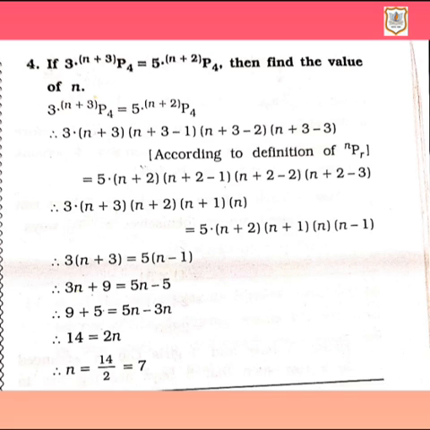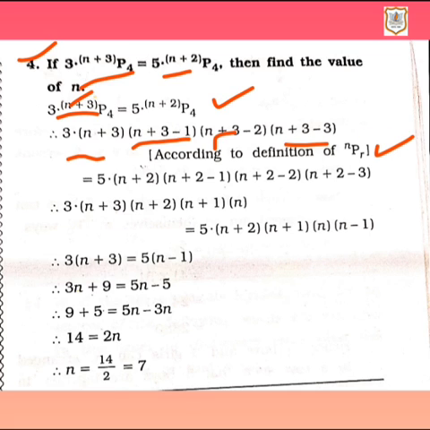Let's read the question. If (3n+3)P4 is equal to (5n+2)P4, then find the value of n. So (3n+3)P4 is equal to (5n+2)P4 is given. So (3n+3)P4 can be written as (3n+3)(3n+3-1)(3n+3-2)(3n+3-3), as per the definition of nPr.